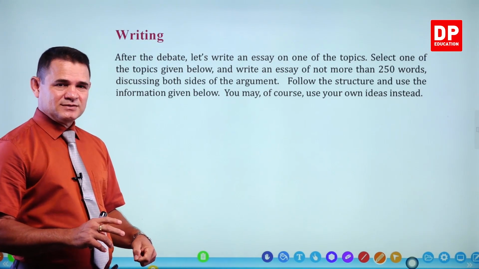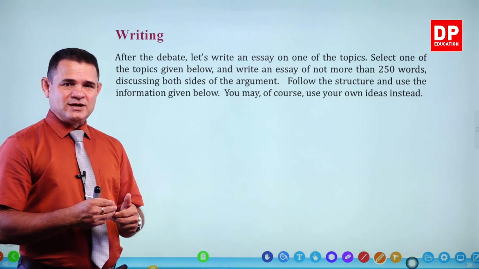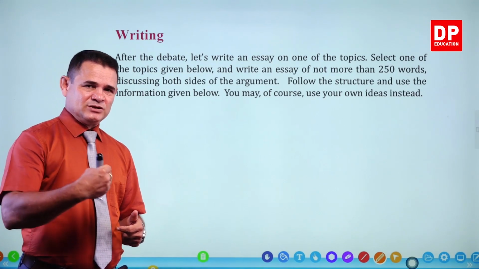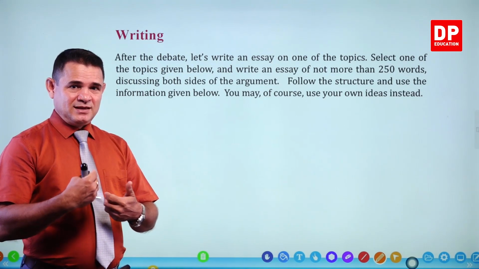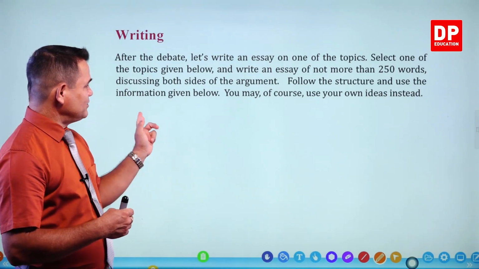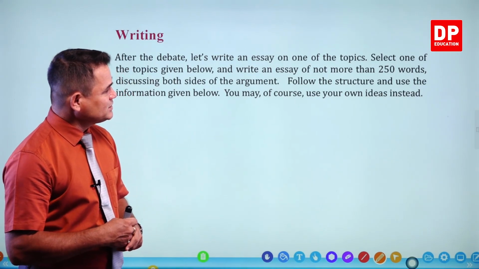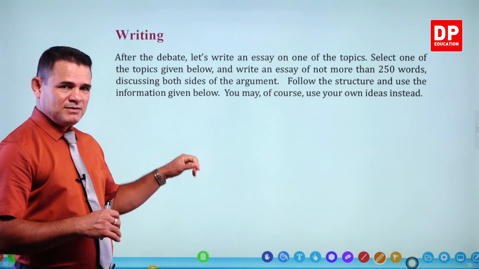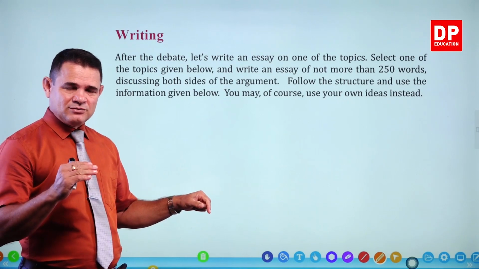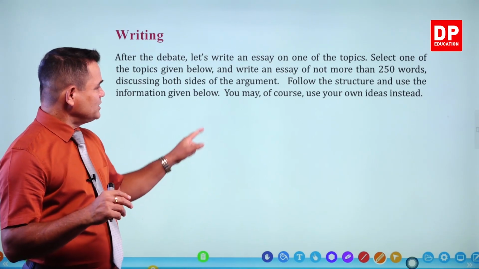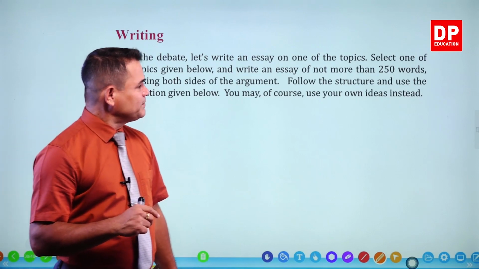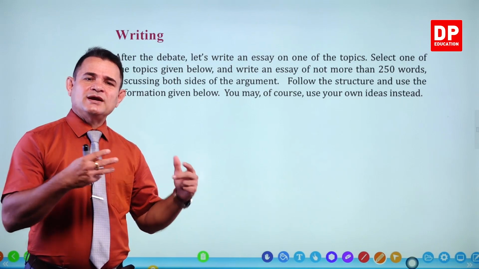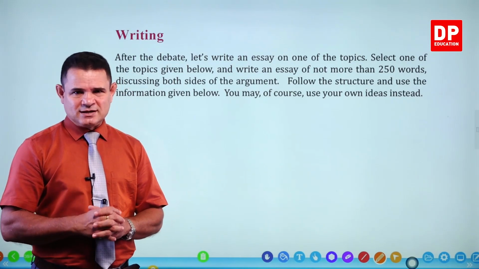Discussing both sides of the argument. Now you had an argument on a certain topic, proposing and opposing. Follow the structure and use the information given below. You may of course use your own ideas instead.